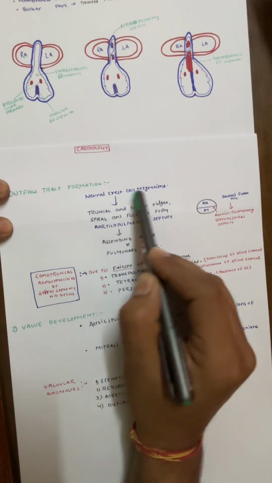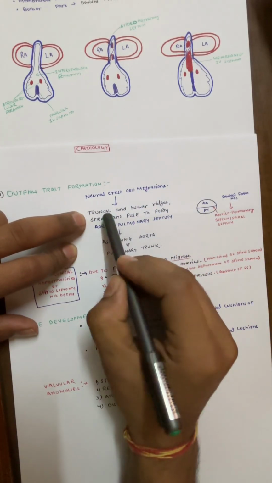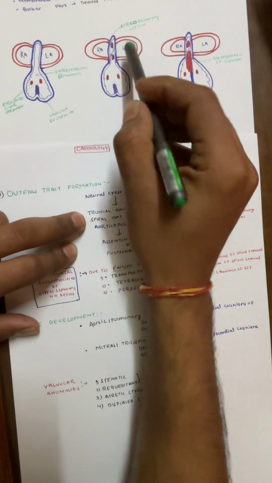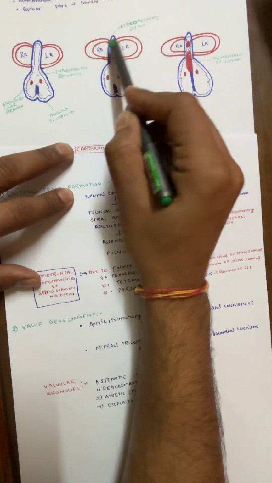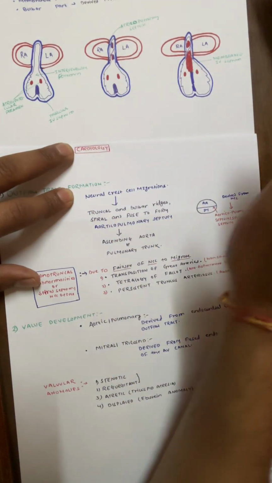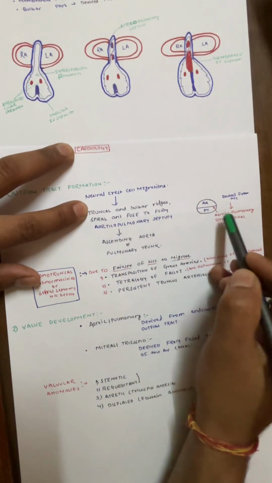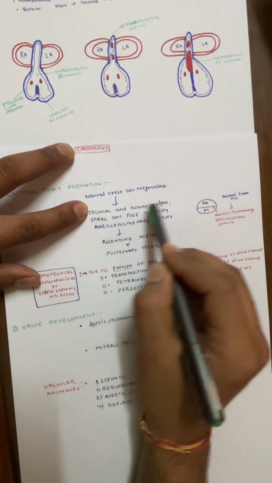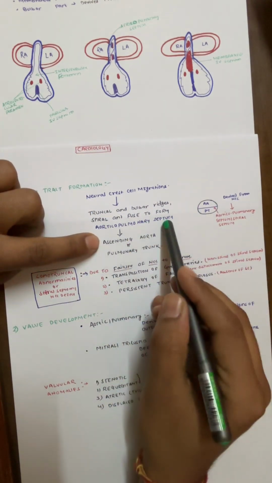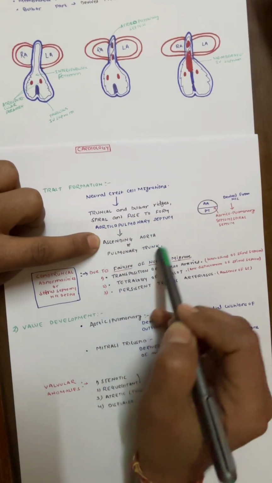Now the neural crest cells. In embryology we know that neural crest cell migration will occur, then truncal and bulbar ridges spiral and fuse to form the aorticopulmonary septum. In the figure, the aorticopulmonary septum is the septum between the aorta and pulmonary artery. So these neural crest cells will migrate, and the truncal and bulbar ridges will spiral and form the aorticopulmonary septum, and that will form the ascending aorta and pulmonary trunk.